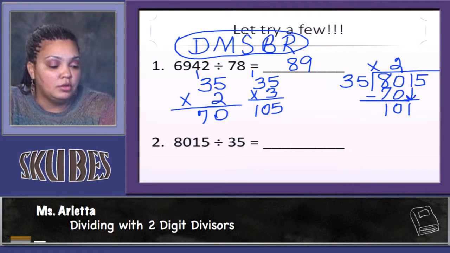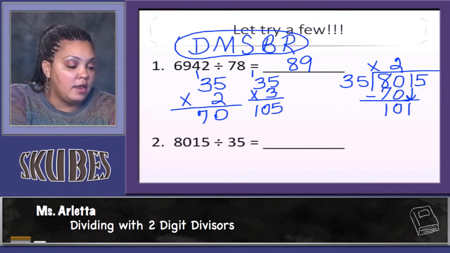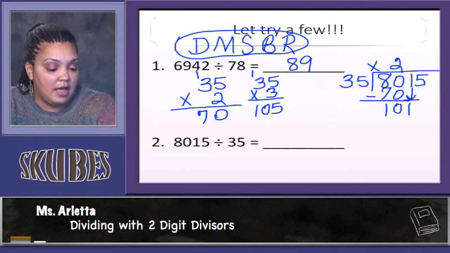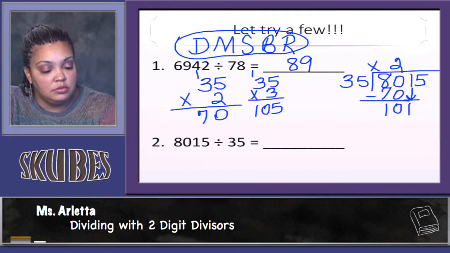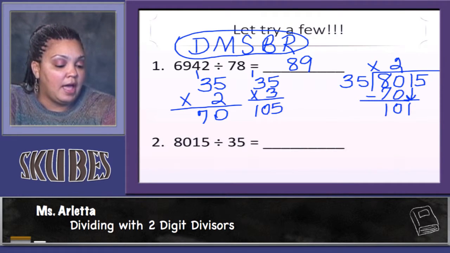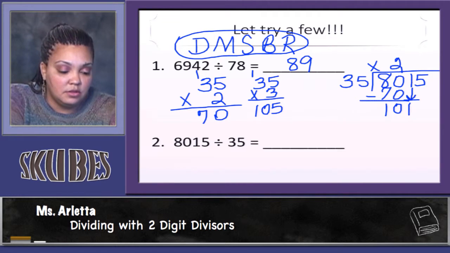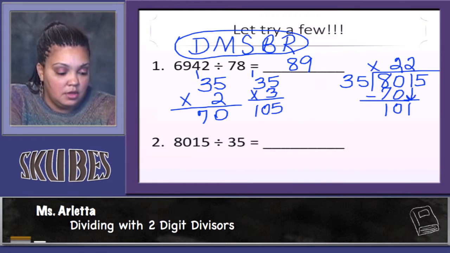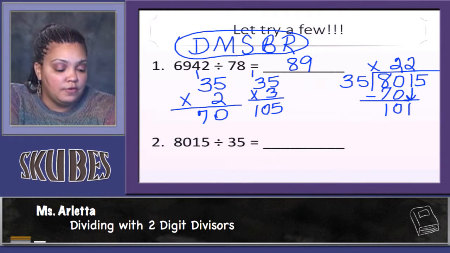So we'll bring down our 1 here. And we have 101. The R after your B stands for repeat. Repeat the steps. That means go right all the way back to the D in divide. So now we have 101 divided by 35. And because we have already multiplied 35 times 2 and 35 times 3, we know that 3 is too high, so we'll have to go with 2 once again. And we know that 2 times 35 is 70.